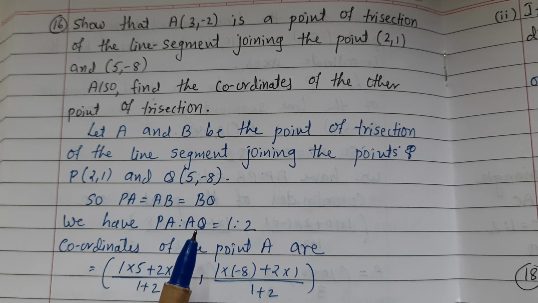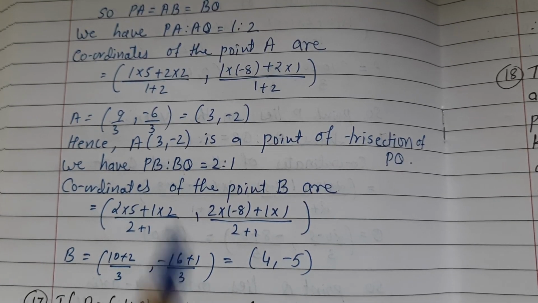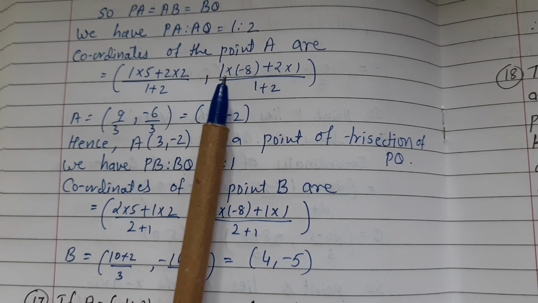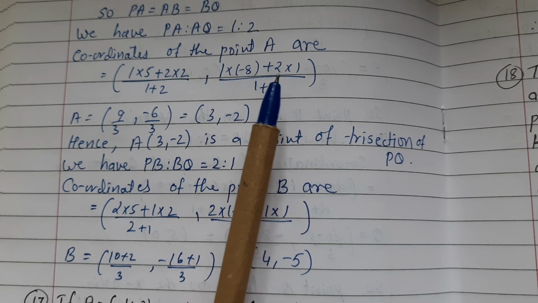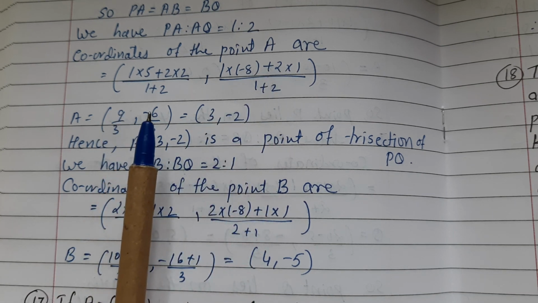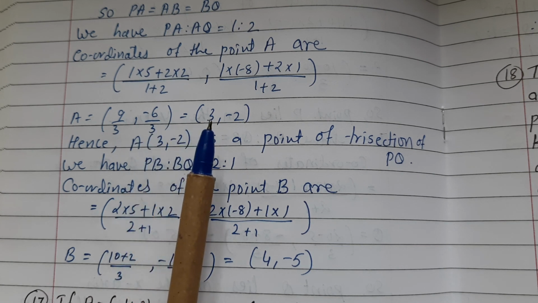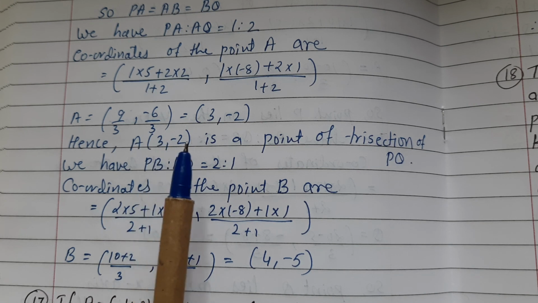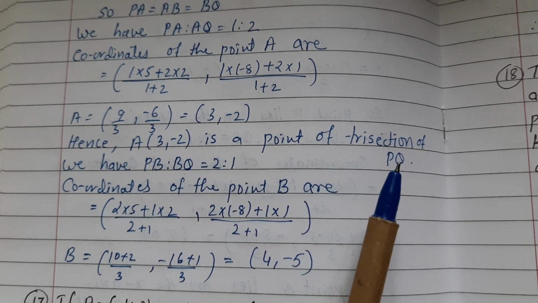PA is to AQ equal to 1:2. Coordinates of point A are (1 into 5 plus 2 into 2) upon (1 plus 2), (1 into minus 8 plus 2 into 1) upon (1 plus 2). A equals 9 by 3, minus 6 by 3, equal to (3, -2). Hence, A(3, -2) is the point of trisection of PQ.